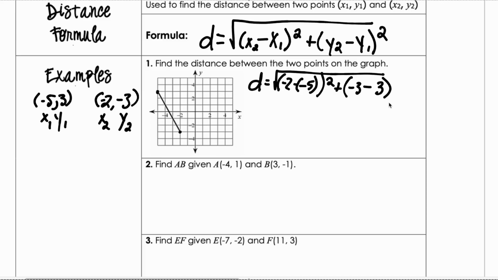So if you'd like to use substitution, you could still put the parentheses around these, but since this is positive, I know it's not going to change my negative. So I'm just going to leave it without that. All right, so right here we have a negative and a negative, which turns positive. So I have -2 plus 5 squared plus -3 minus 3 is -6 squared. And this is going to give me 3 squared plus -6 squared. I'm going to bring that down.